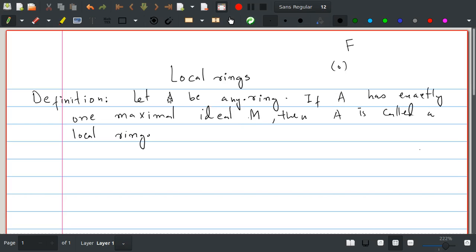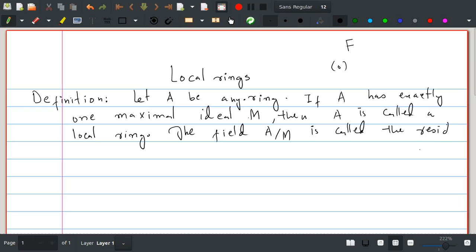Now this M being a maximal ideal in A, the quotient A mod M will be a field. The field A mod M is called the residue field of A. So this is the definition of a local ring. Now we have this proposition.